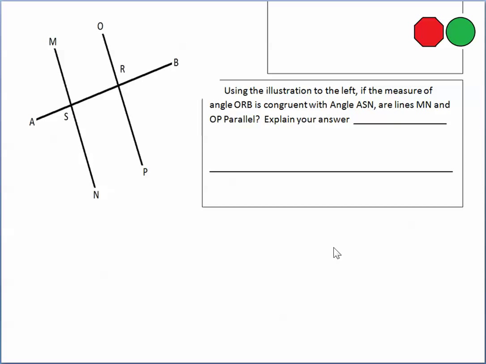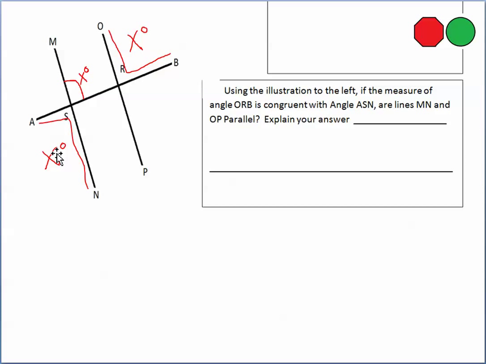All right, let's see how you did. Well, it says, using the illustration to the left, if the measurement of angle ORB is congruent with angle ASN, this is ASN and this is ORB, are lines MN and OP parallel? Explain your answer. Well, turns out that congruent means that they're equal. So ASN is equal to ORB. That's what all that's saying.